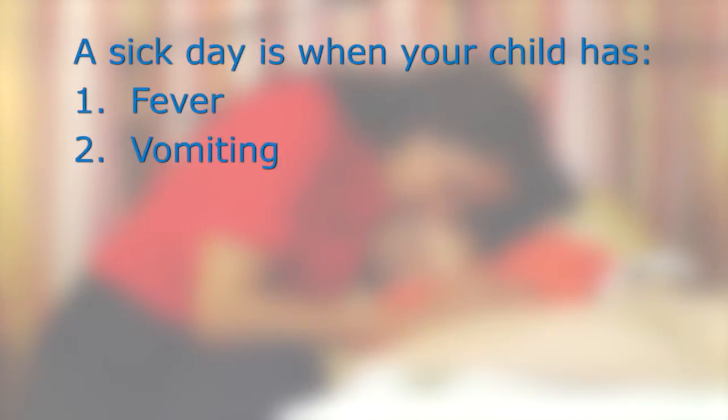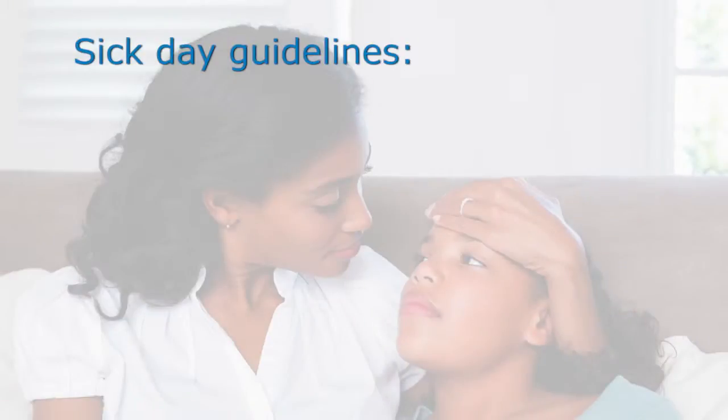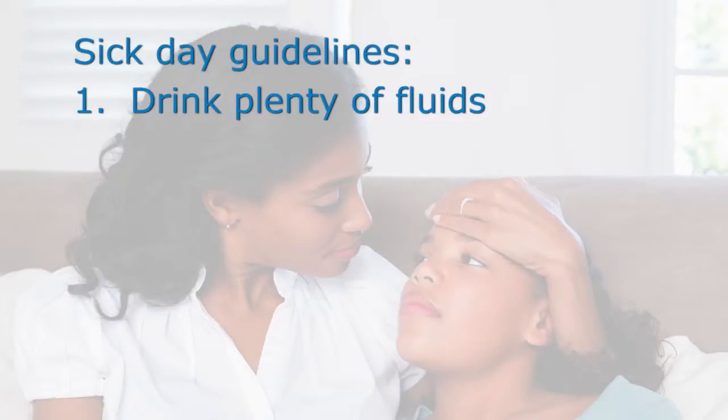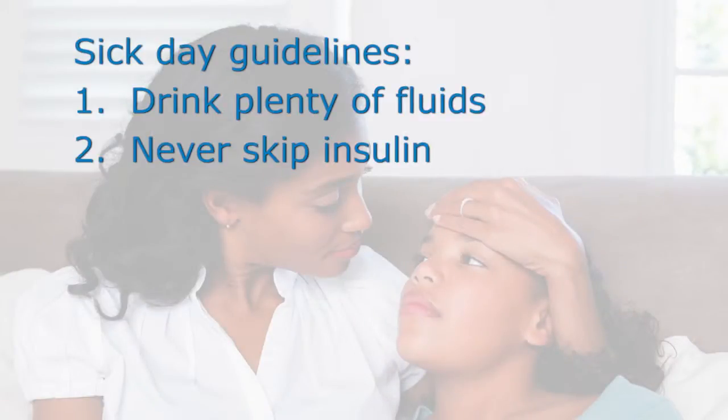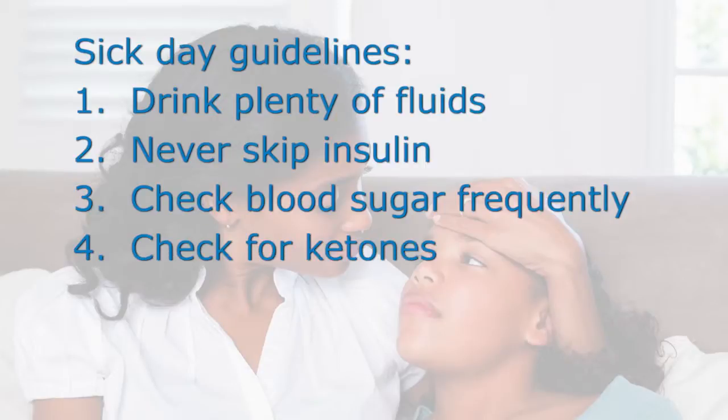A sick day is when your child has a fever, vomiting, diarrhea, or any other condition affecting their ability to eat or drink. These 4 sick day guidelines will help you manage your child's diabetes on a sick day. Number 1, drink plenty of fluids. Number 2, never skip your insulin. Number 3, check blood sugar frequently. And number 4, check urine for ketones. Let's talk about each of these guidelines in greater detail.